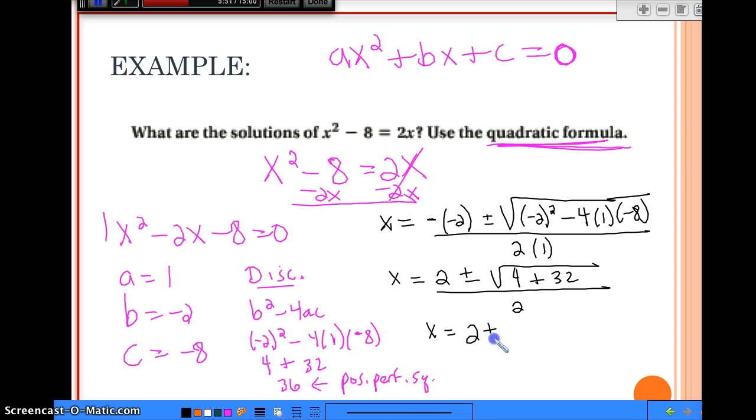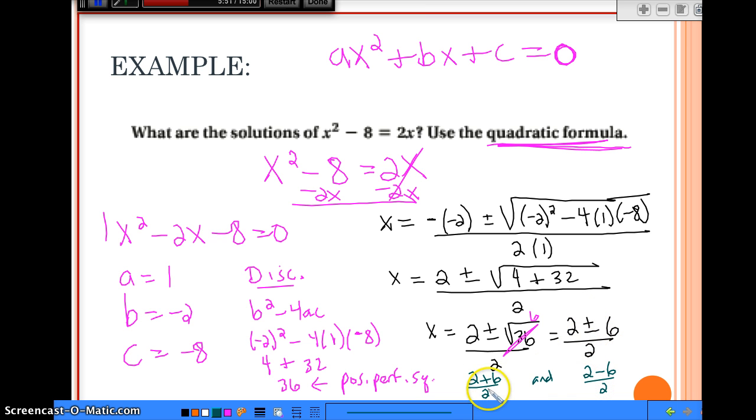We get 2 plus or minus the square root of 4 plus 32, which is 36, all over 2. That gives me 2 plus or minus, now the square root of 36 is 6. That's a perfect square. So that comes out 2 plus or minus 6, all divided by 2. So we actually have two answers here: 2 plus 6 divided by 2, and 2 minus 6 divided by 2. The two answers are represented by the plus minus.